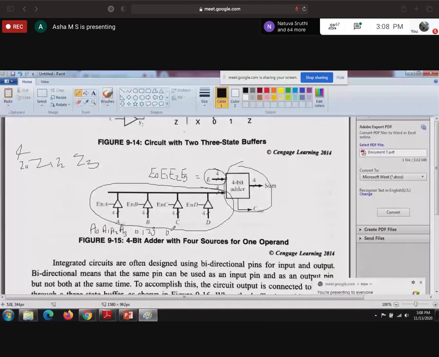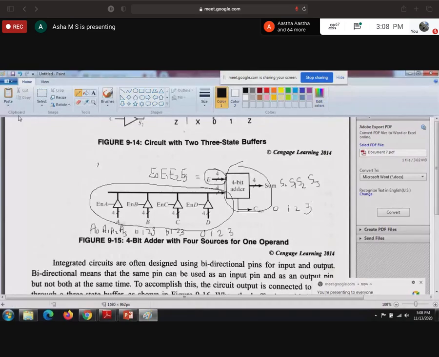Again under C also I will be having 0, 1, 2, 3. Again under D I will be having 0, 1, 2, 3, in the sense D0, D1, D2, D3. Okay. So again under sum I will be having, let me take S0, S1, S2, S3. Similarly, under C out also I will be having C0, C1, C2, C3.